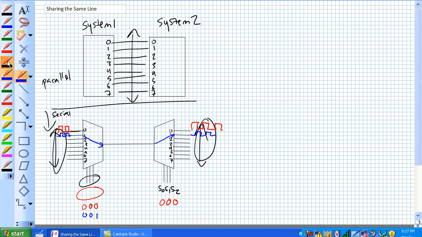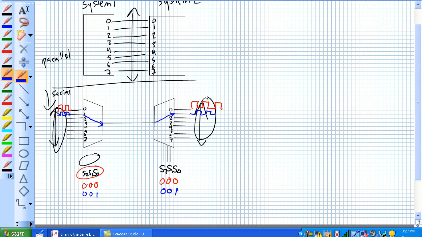Oop, you know what? To keep everything kosher here, let's do S2, S1, S0. Let's give them the right magnitude for the addresses there. And that address also is 001. Okay, so you get the picture here. Basically, these addresses on the multiplexer side are the same addresses on the demultiplexer side.